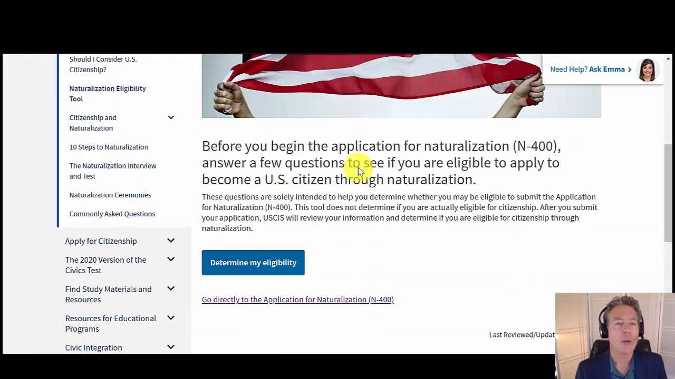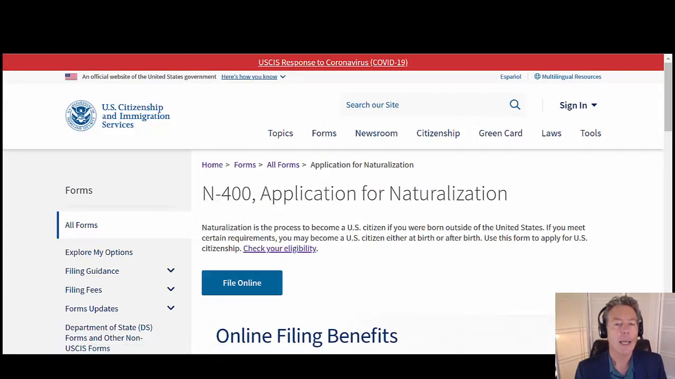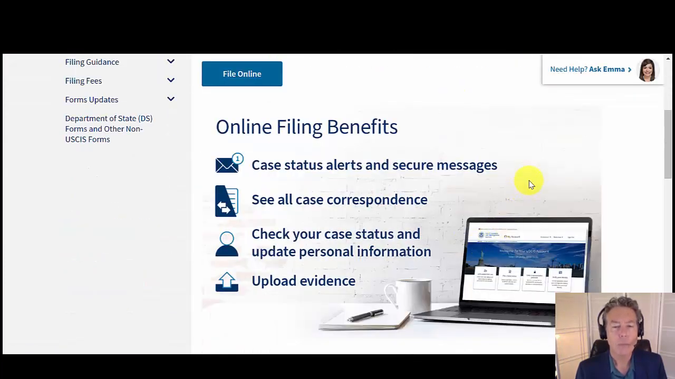So what we do over here is go back to the main page for our N400, and we're just going to keep going down. Now, the online filing benefits: case status alerts and secure messages, that's great. It's really good to get that. See all case correspondence, that's really helpful. Check your case status and update personal information. That's also really helpful to do during one of these N400s.